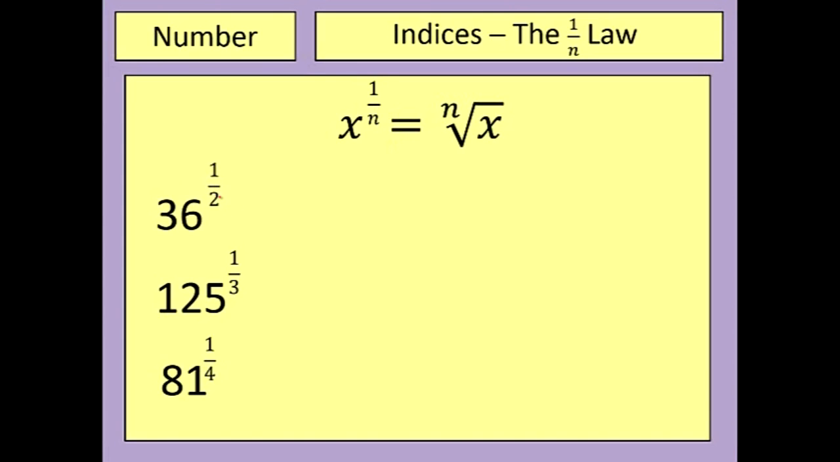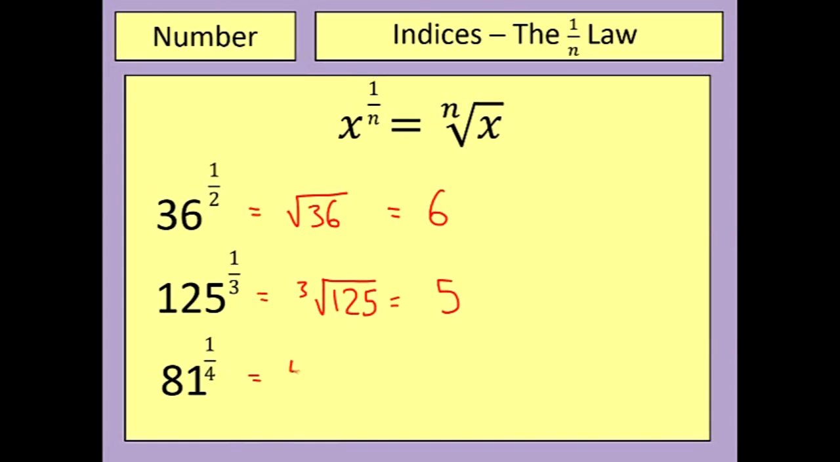So in this first one here we've got a half and that's a 2, so we're talking about the square root of 36, and the square root of 36 we know is 6. This time though we've got a 3, so the fraction is a third. This means we're looking at the cube root of 125. So what number would you multiply by itself 3 times to get 125? Well, that's 5, because 5 times 5 is 25, times by 5 again is 125.